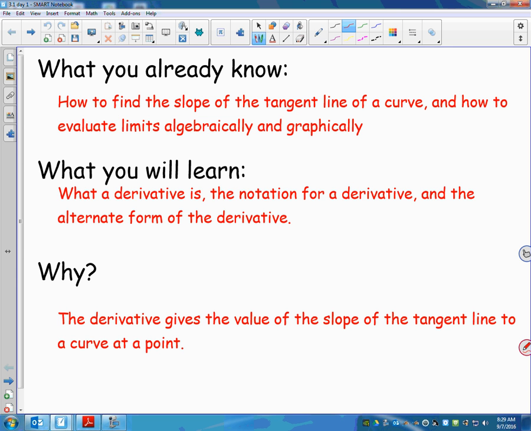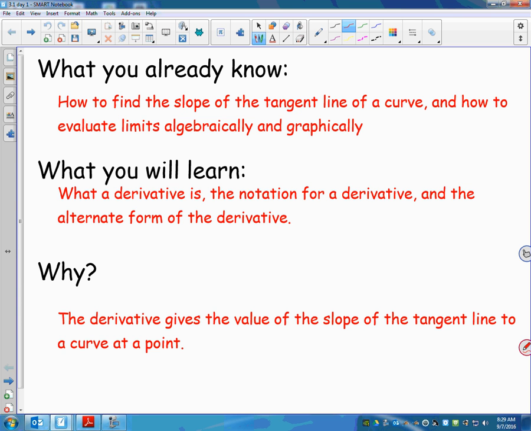Okay, the good news is really, with them being on today, we're not learning a new skill, we're just learning the vocabulary that goes with it. But all those things that mean find the slope of the curve, or find the slope of the tangent line, we're going to add even more words that mean the same thing.